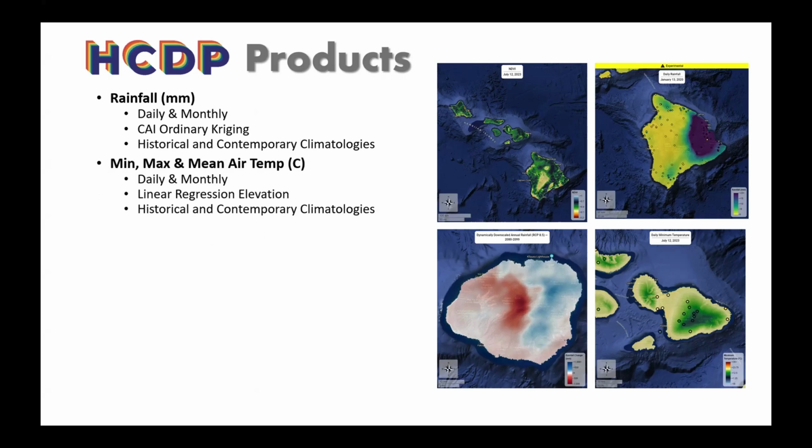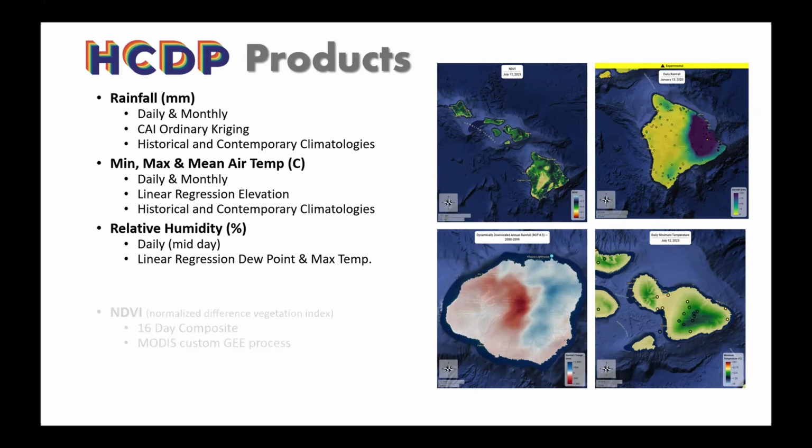We also have min, max, and mean air temp. So that's also available at a daily and monthly time step. It is using a linear regression with elevation primarily. And we have historical and contemporary climatologies available with that data as well. We have relative humidity. It is daily, but it is basically a midday approximation of relative humidity, because relative humidity does change by the hour, but we wanted to start with a daily product. And that uses a linear regression with dew point temperature and max temperature.